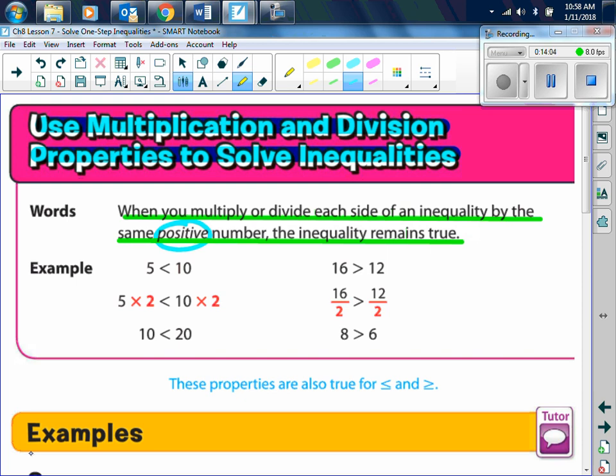So for example, here we have 5 is less than 10. That's a true statement. If I multiply both sides by the same positive number, multiply times 2, we end up with 10 is less than 20. The inequality is still true. Same thing with division. Here we have 16 is greater than 12. If I divide both sides by the same positive number, divide by 2, we end up with 8 is greater than 6. That is still a true statement.